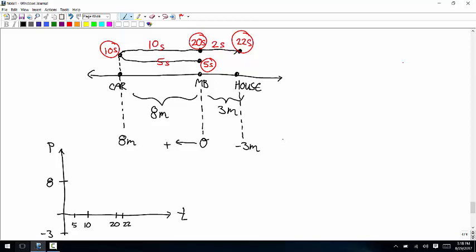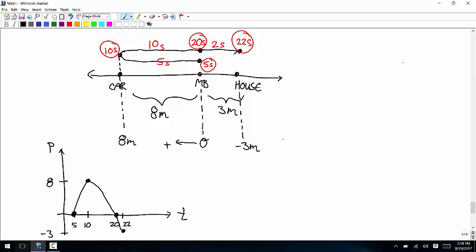At time equals 5 seconds, what's the man's position? Yep. At time equals 10 seconds, what's the man's position? 8. At time equals 20 seconds, what's the position? 0. And then at 22 seconds, -3. And if you connect it all, it looks something like this.